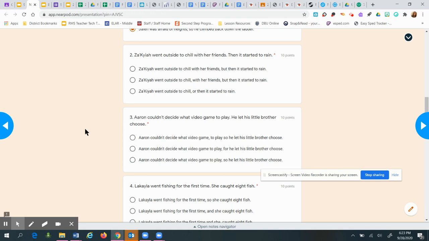Zakiah went outside to chill, with her friends, but then it started to rain. Zakiah went outside to chill, or then it started to rain.